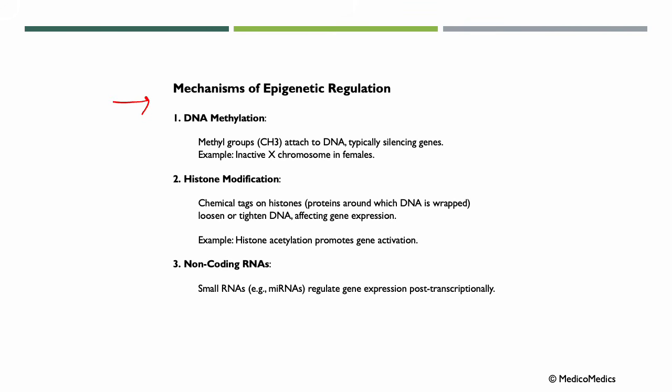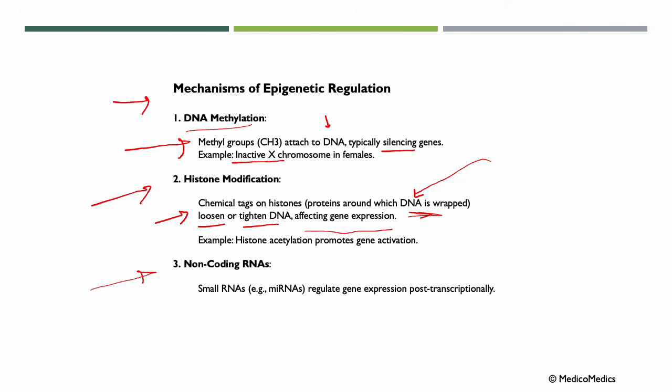Now let's mention some mechanisms of epigenetic regulation. So first we have DNA methylation. Methyl groups attach to DNA, typically silencing genes. An example is inactive X chromosomes in females. Another is histone modification. Chemical tags on histones loosen or tighten DNA, affecting gene expression. And histones are proteins around which DNA is wrapped. Then we have non-coding RNAs. Small RNAs like miRNAs regulate gene expression post-transcriptionally.